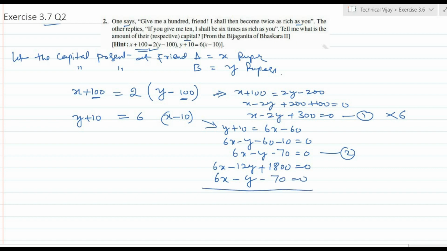So I will subtract these two equations. The 6X terms get cancelled. Minus 12Y plus Y means minus 11Y, and plus 1800 plus 70 is plus 1870, equal to 0. So 11Y is equal to 1870. Y is equal to 1870 divided by 11. 11 sevens are 77, so Y is equal to 170.